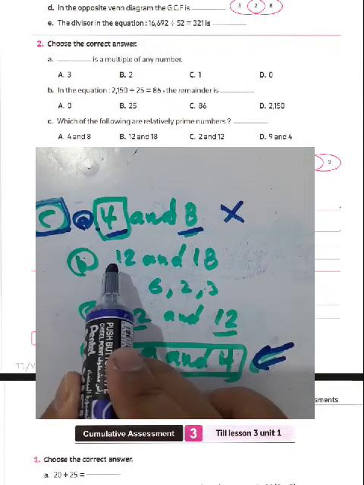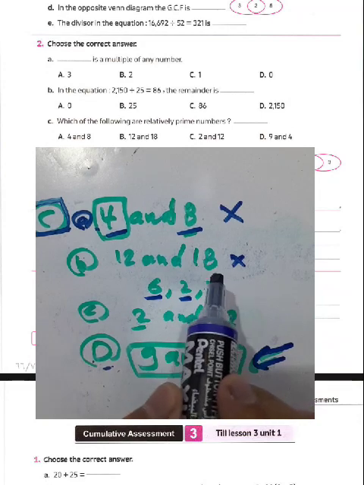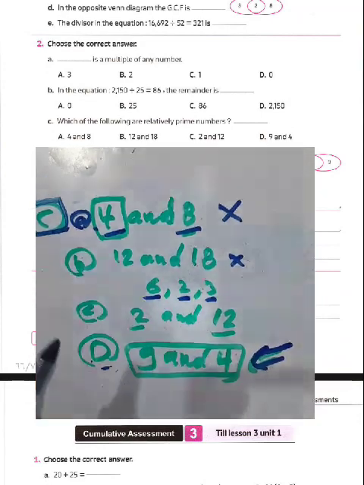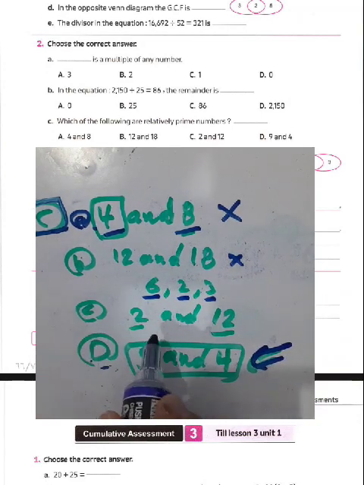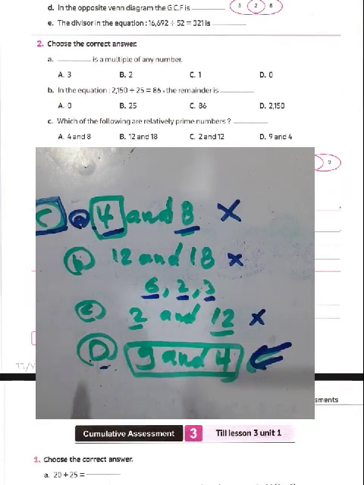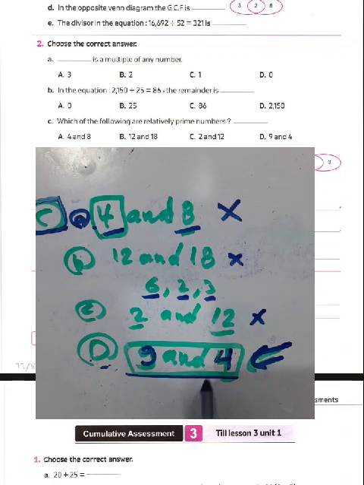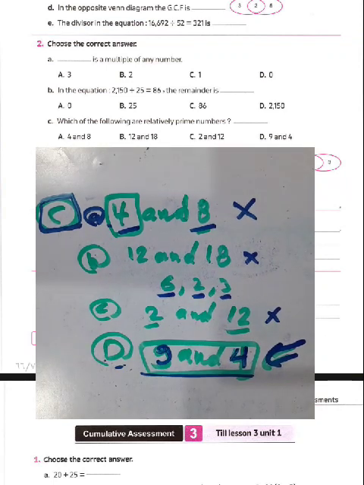18 and 12 can be divided by 6 and 2 and 3. So you must choose letter D. Don't choose letter B. Letter C, 2 and 12, 12 can be divided by 2. Don't choose letter C. You must choose letter D because 9 and 4 are relatively prime numbers.